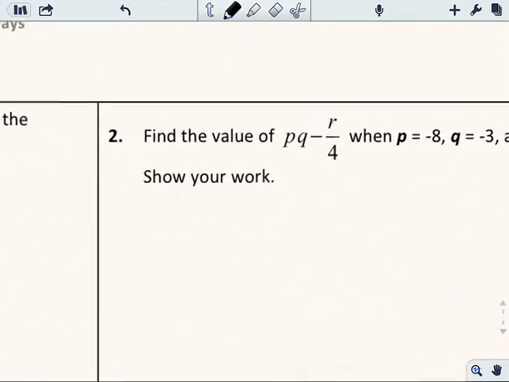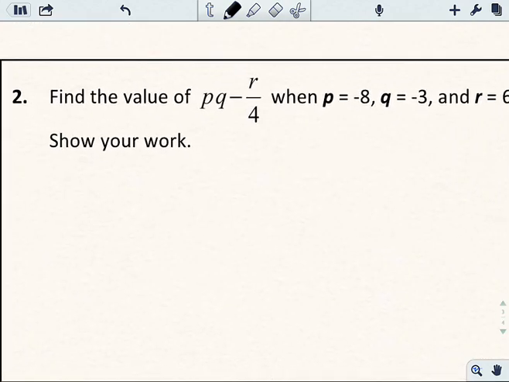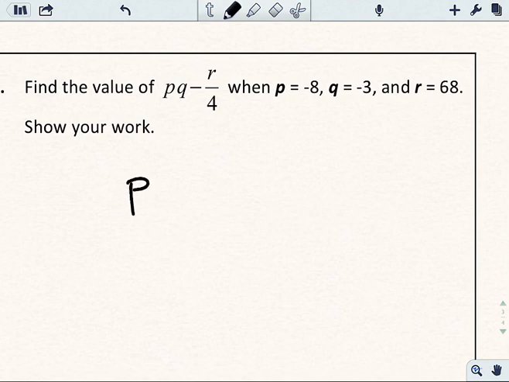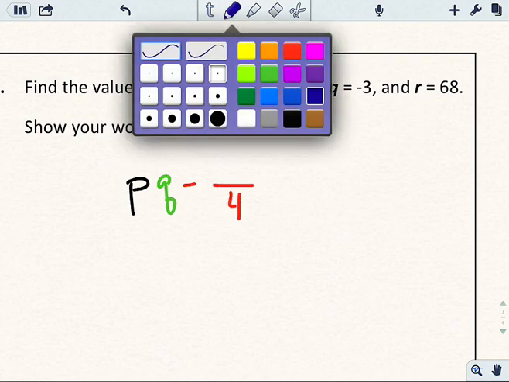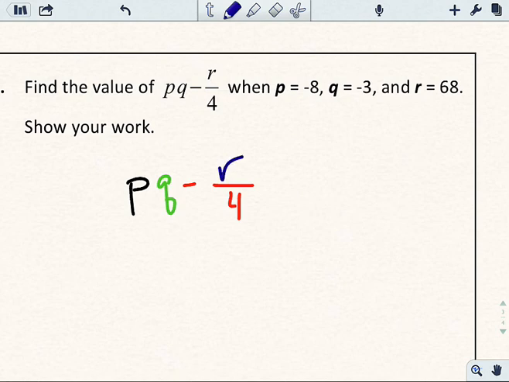All right. Find the quantity of PQ minus R over 4 when those numbers are involved. So let's check this out. We have P. We have Q. Minus something over 4, and that something is R. So we have R equals 68, we have this Q equals -3, and then we have this P going to be -8. So now we're going to do a replacement. Instead of P, let's write a -8. Instead of a Q, let's write a -3.